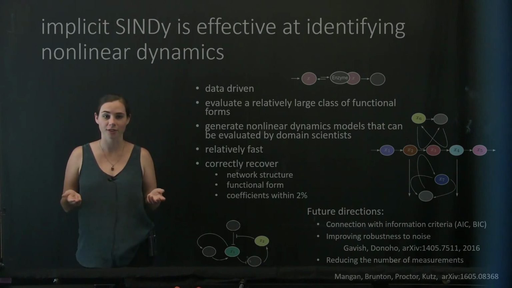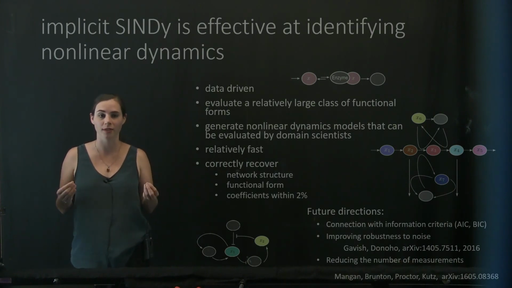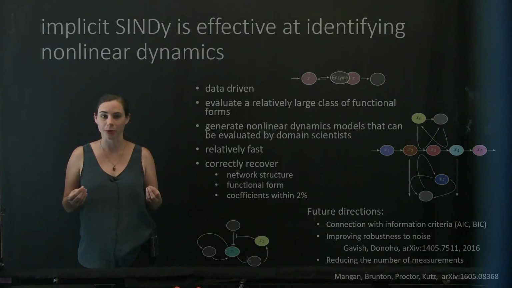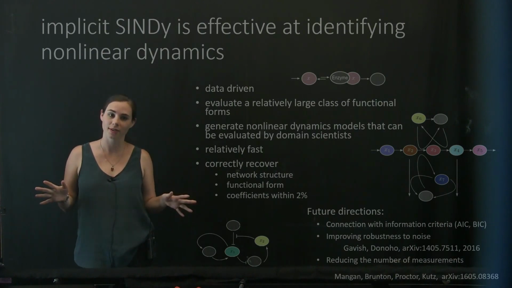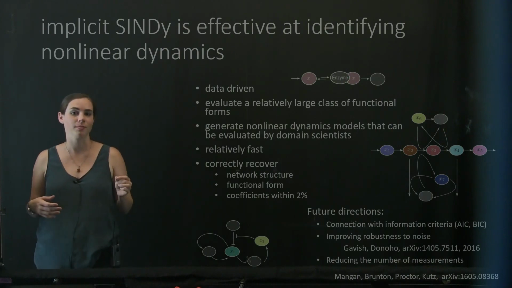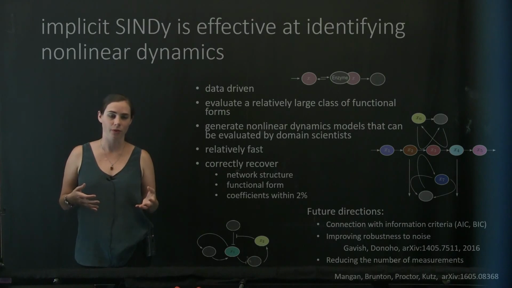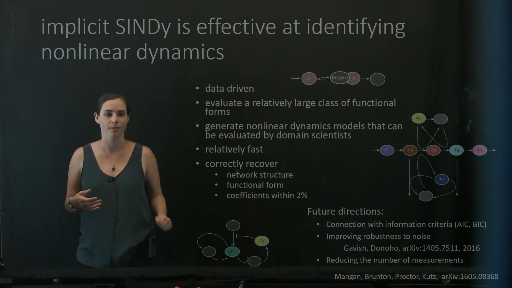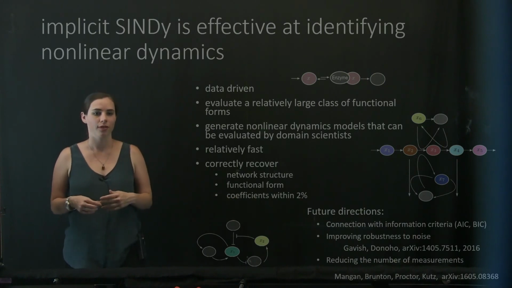For future directions, we're really interested in connecting how the sparse regression is selecting the functional forms that it is using to an information criteria approach. And we're also interested in improving the method. There was no noise in any of the systems that I looked at, and especially the point where you're calculating the null space in this method can be incredibly sensitive to noise. So we're interested in improving that robustness to noise, specifically by using a method by Gavish and Donoho. The arXiv paper is noted there.